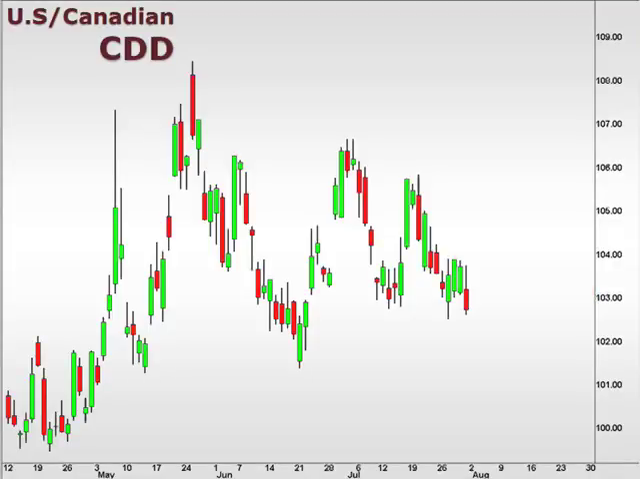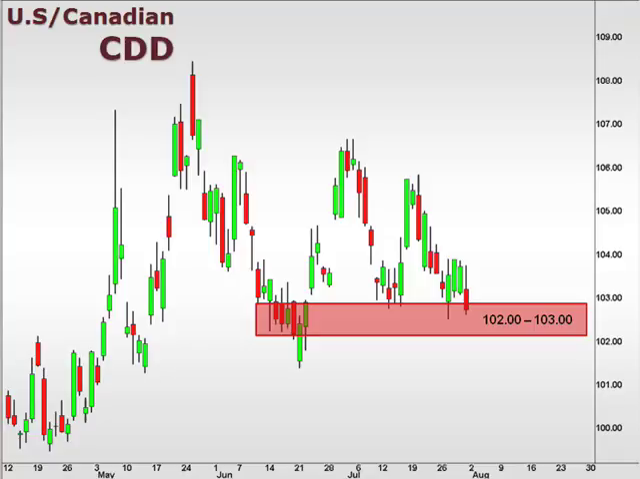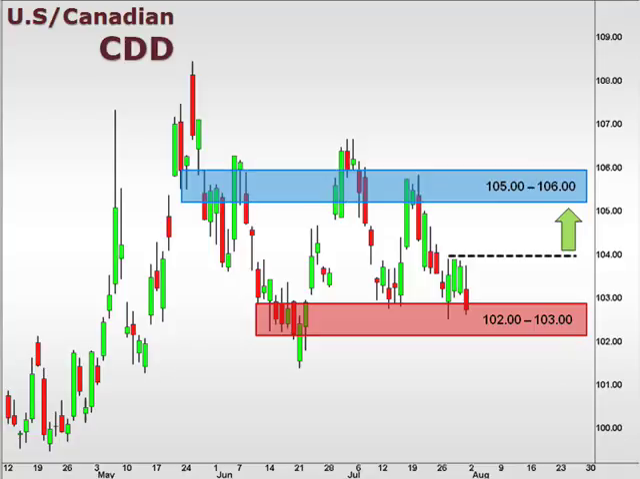Next up, the CDD, the U.S. versus the Canadian dollar. Well, the CDD is testing support at 103. However, a break below this level opens the window for an extended move to the downside. A bounce and subsequent break above 104 opens the window for a retest of the 105-106 resistance level.